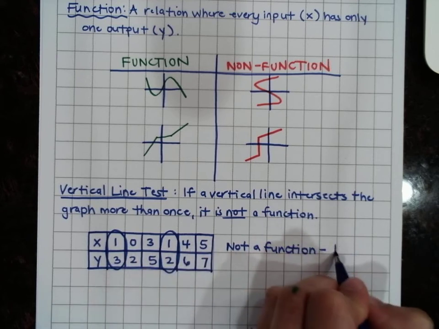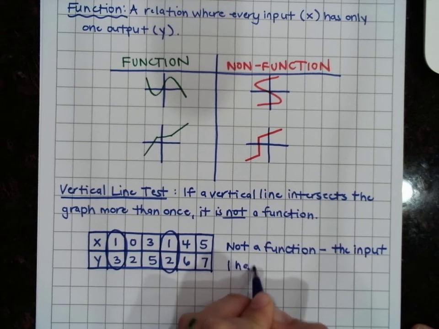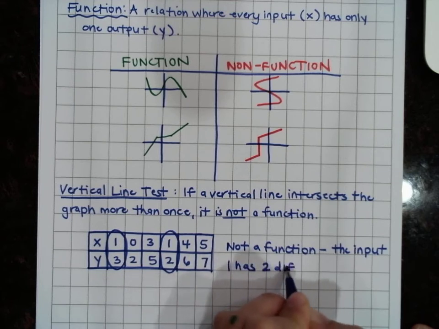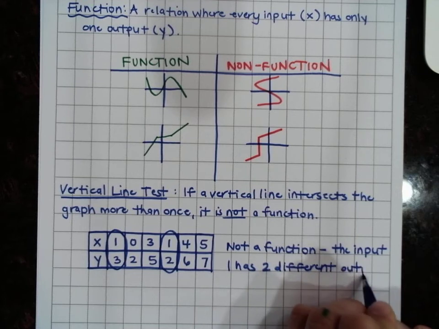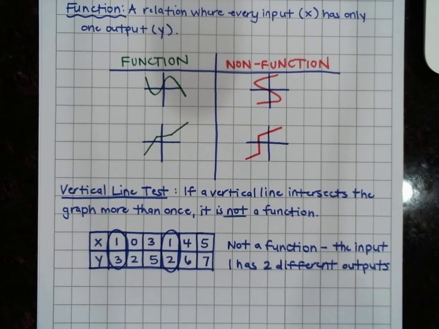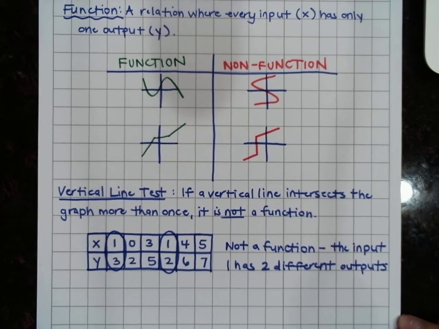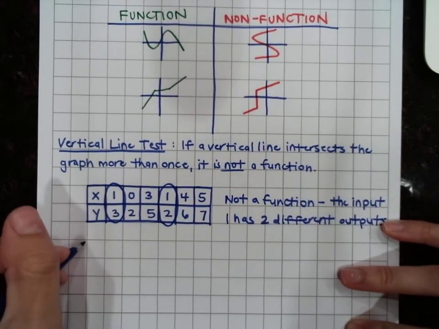The input 1 has 2 different outputs. Right? One time we pushed the 1 and we got a 3. One time we pushed the 1 and we got a 2. So it's not predictable. It's not functioning. It's not a function. Okay? It's not consistent. Let's look at one that is a function.